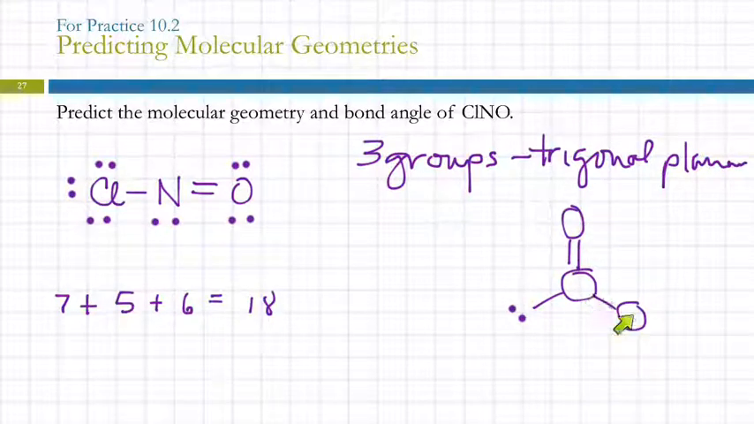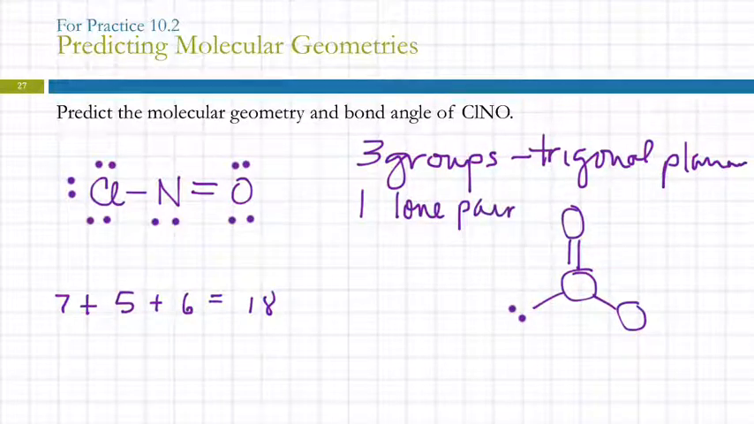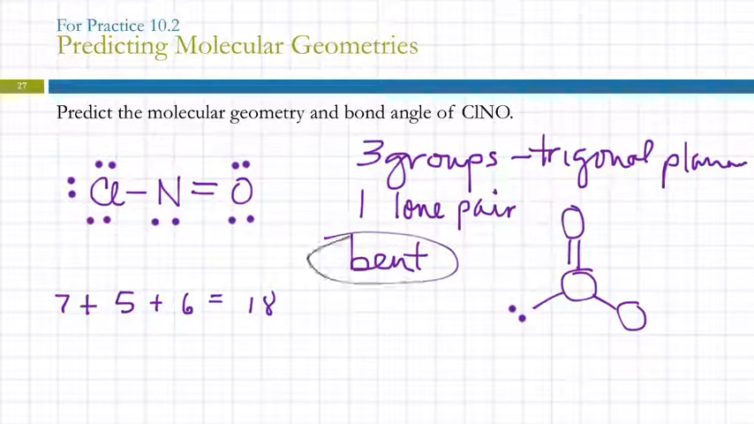What's the name of that shape? It's one of the really, really fancy... not bent. Oh, man. This is bent. This is the molecular geometry. The electron geometry is trigonal planar, but one of those is a lone pair. So the molecular geometry is bent. It also asks us to predict the bond angle.